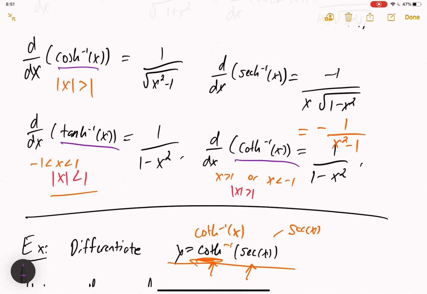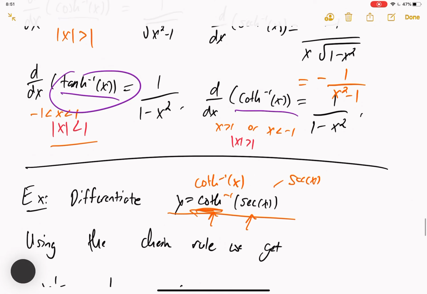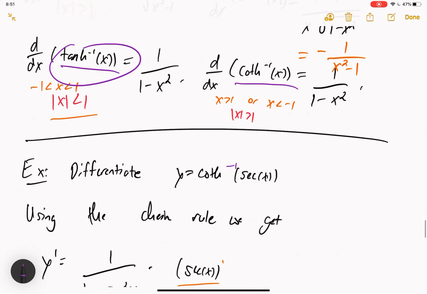But you just have to know that the derivative of the inverse of hyperbolic cotangent is going to be defined whenever the absolute value of x is greater than 1. Tangent inverse of x is going to be defined whenever the absolute value of x is less than 1.